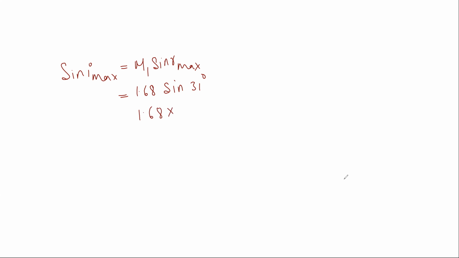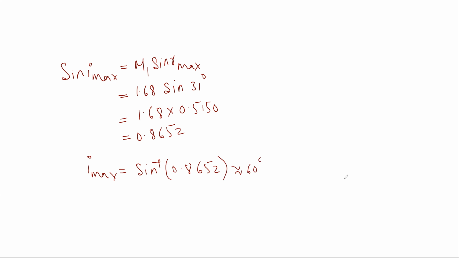So we have to calculate sin I is equal to mu1 into sin R maximum. So here mu1 value 1.68 into sin of 31 degree. 1.68 sin of 31 is 0.5150, so simplify, we get 0.8652. Therefore I maximum value is sin inverse of 0.8652, that is almost equal to 60 degree.